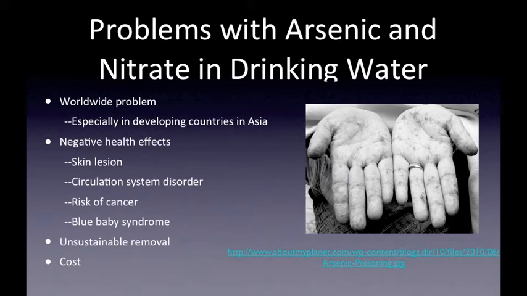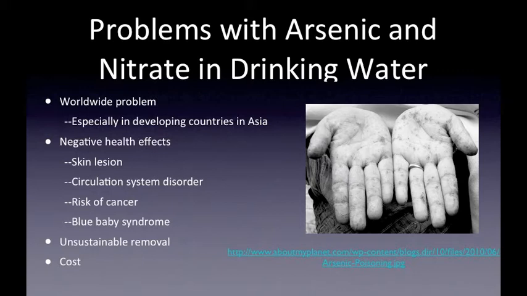The maximum contaminant level of arsenic regulated by EPA is 10 mg per liter. However, according to the World Health Organization, over 65% of the tube wells in Bangladesh have the arsenic level of over 100 mg per liter, which is 10 times the EPA regulation.